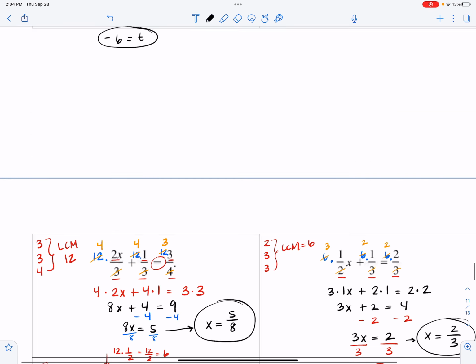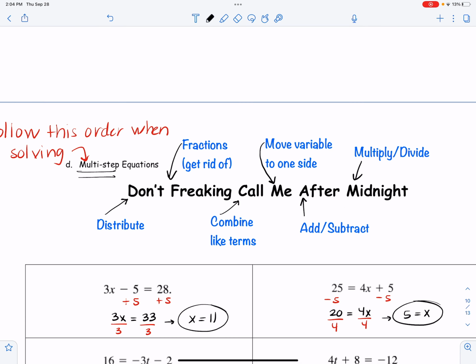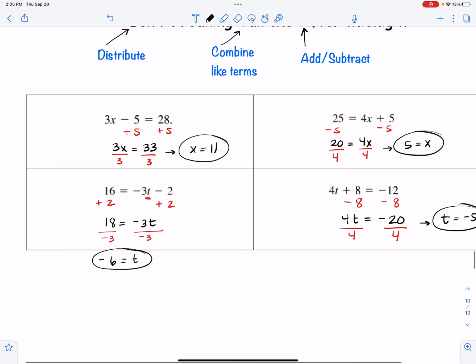That's what this little acronym is for. Just giving you kind of an outline of what you need to look for and when you need to do it to solve a multi-step linear equation.